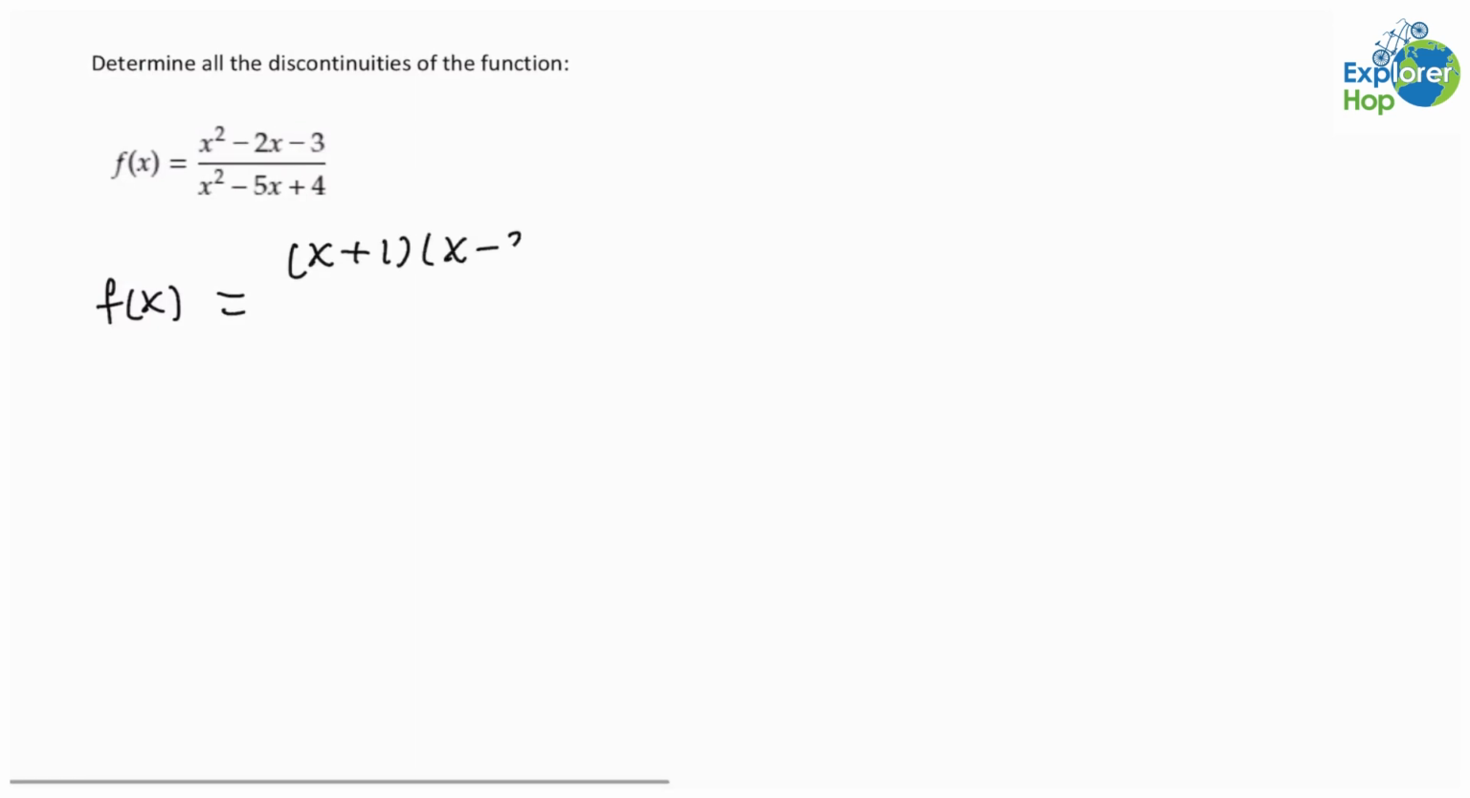So f of x is equal to x plus 1 times x minus 3 over x minus 1 times x minus 4.